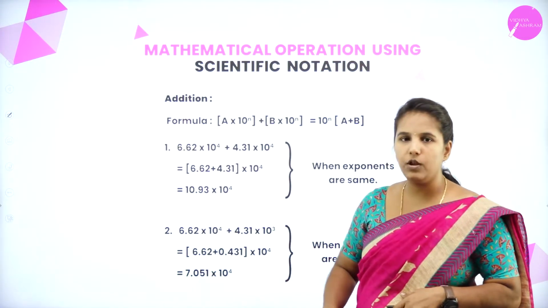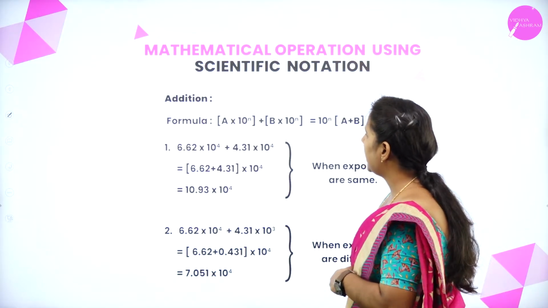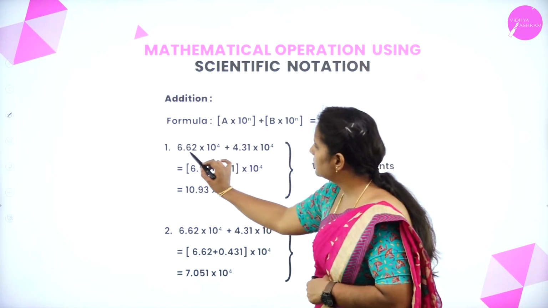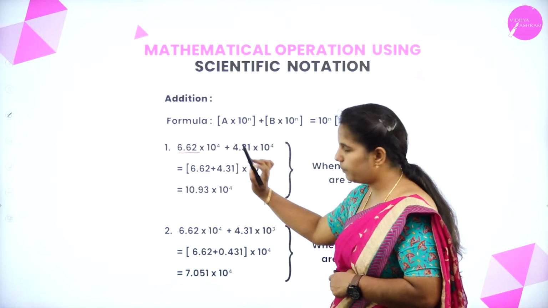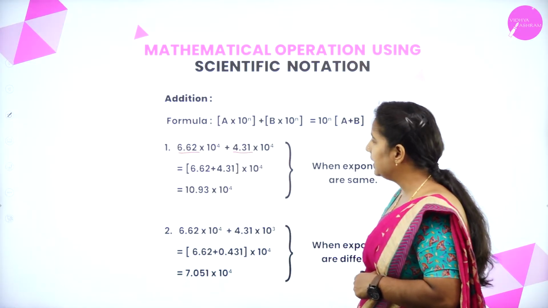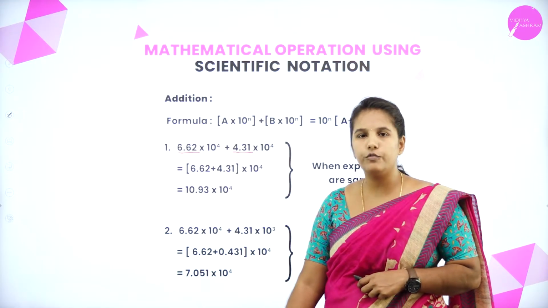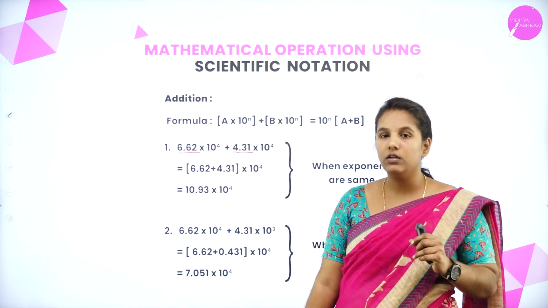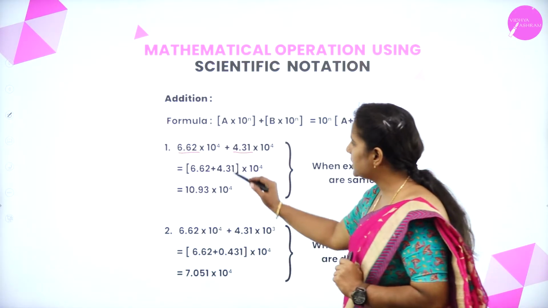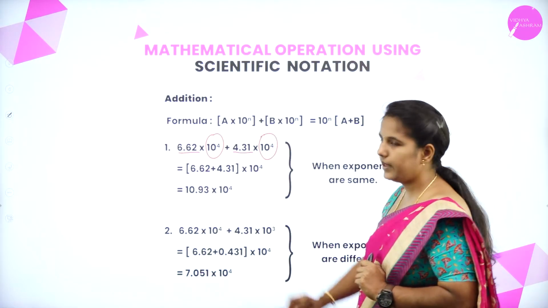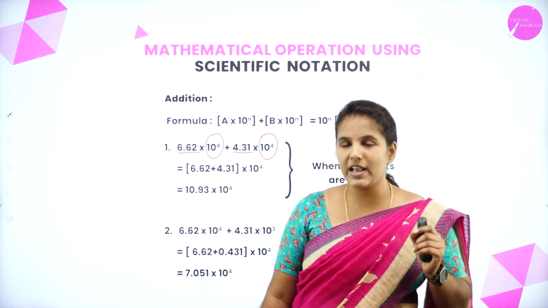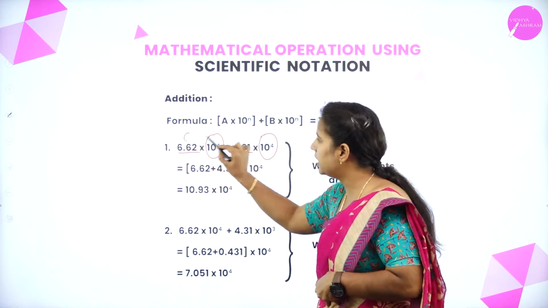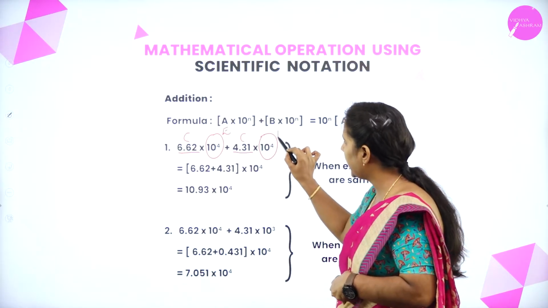First, I'll take the example of addition. In case of addition, here I have given two problems. Just look at it: 6.24 into 10 to the power of 4 and 4.31 into 10 to the power of 4. While doing the addition, we must keep in mind that the exponent should be the same. If exponents are the same, we can add the coefficients. So, these are the coefficients and these are the exponents.